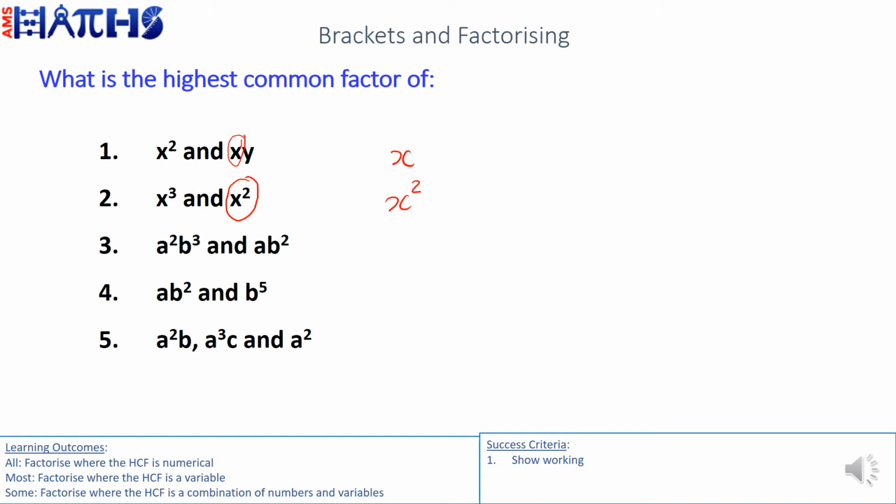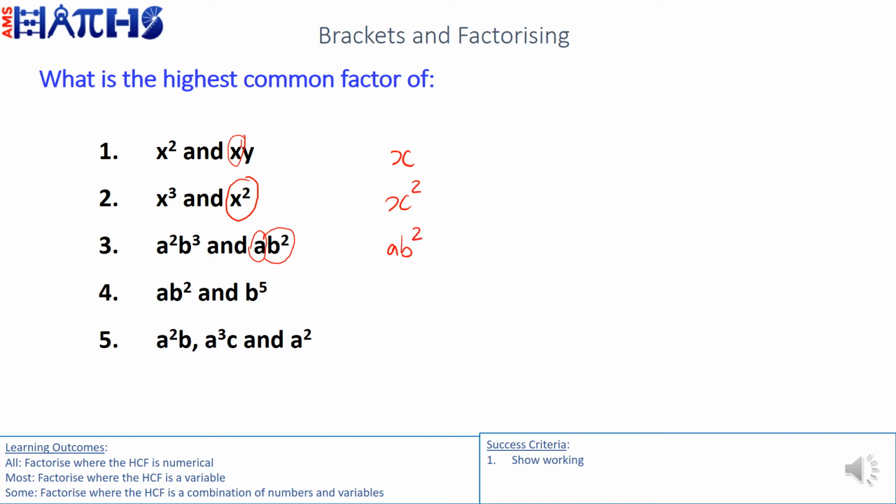Okay, now a and b are common to both terms, and so we're going to start with the a's first. We have a squared, and then we have a to the power of 1. A to the power of 1 is the smaller power for the a's, and so the a here would be our highest common factor for the a's. Then we have b cubed and we have b squared. B squared is the smaller of the two, and so we take that for the highest common factor in b. So it therefore means that our highest common factor for those two terms is ab squared.